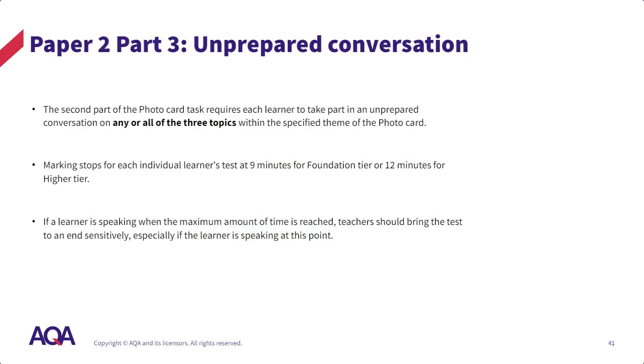The second part of the photo card task requires each student to take part in an unprepared conversation on any or all of the 3 topics within the specified theme of the photo card. This makes it very flexible. So if a card is on theme 1, then in the unprepared conversation, the teacher can ask questions from any of the 3 topics within that theme at their discretion.